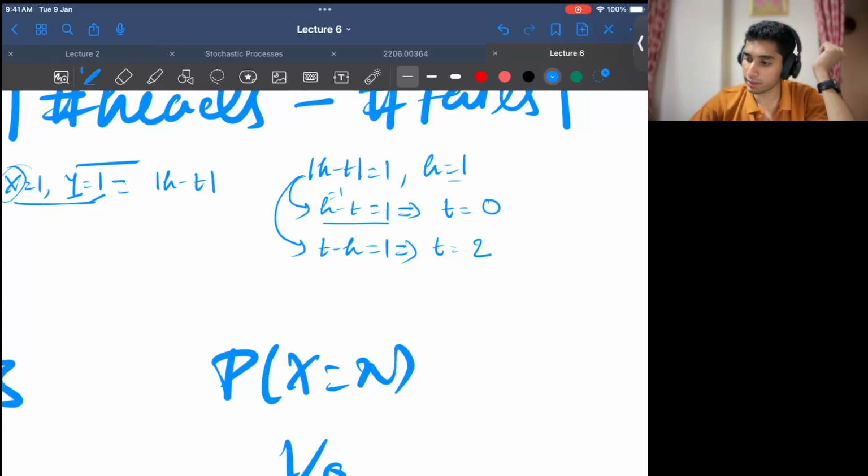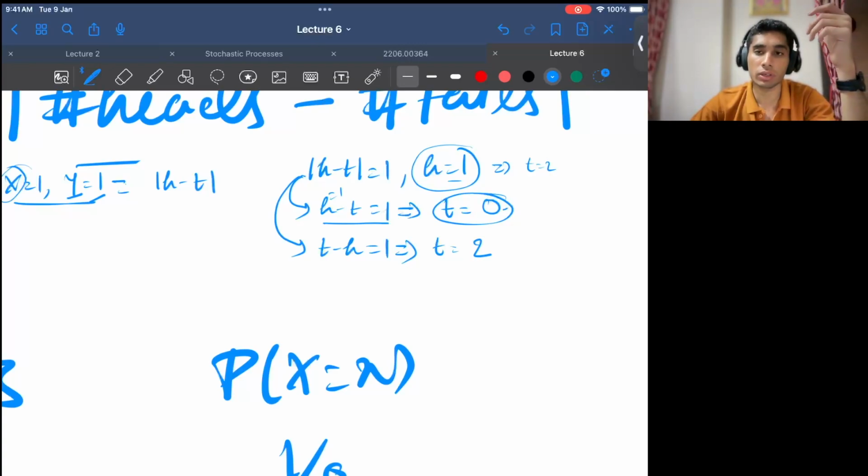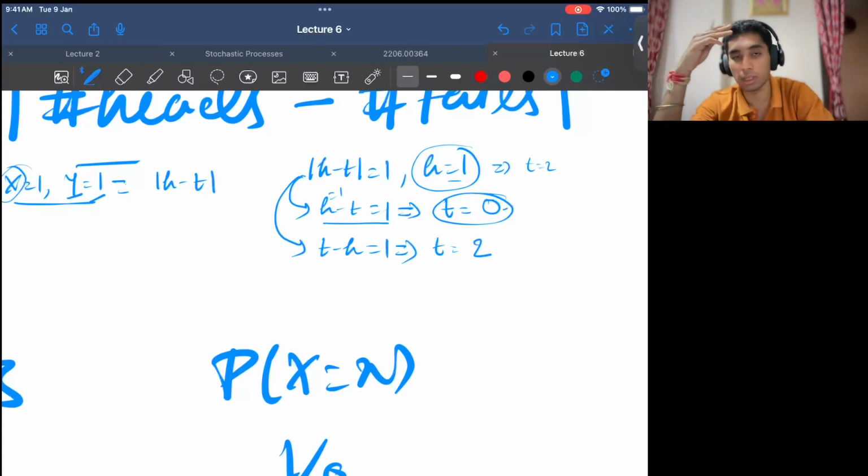In these two cases, this thing is not possible, because if h is equal to 1, it means that t has to be equal to 2, because it cannot be that you toss a coin three times and you get heads once and the rest of the time you get nothing.